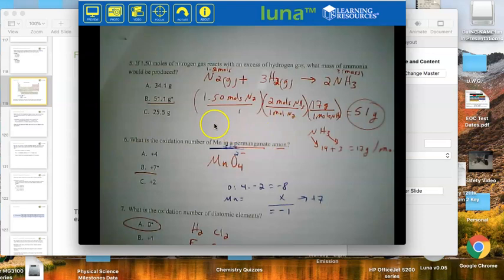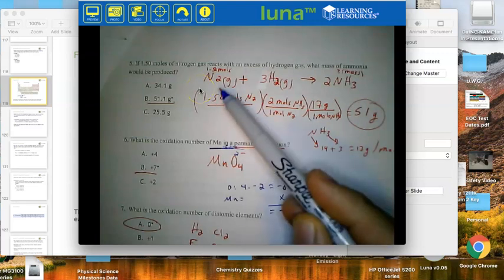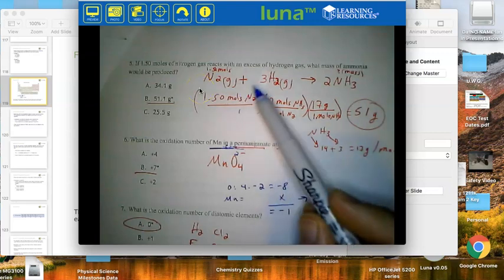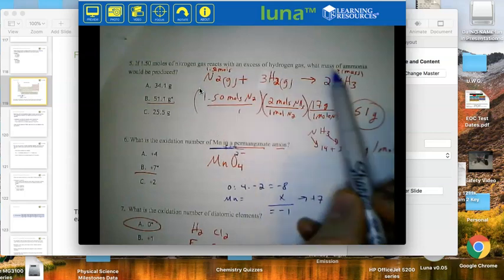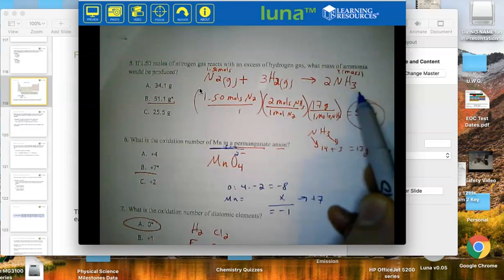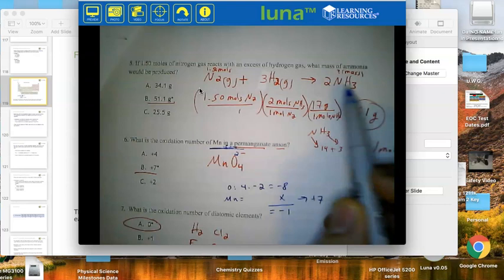So in this case, you have to actually write out the chemical equation. So nitrogen gas, nitrogen is a diatomic molecule, and so is hydrogen. So I would write N2 gas plus H2 gas, okay? And it yields ammonia. The formula for ammonia is NH3, okay? And so then you have to balance the equation out.